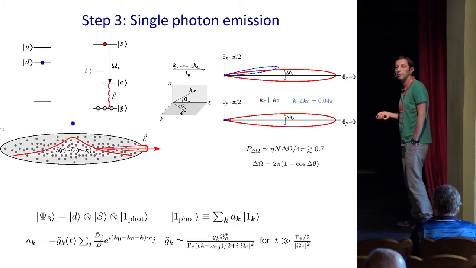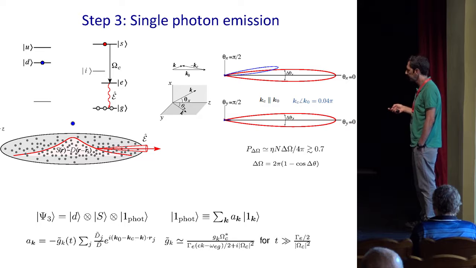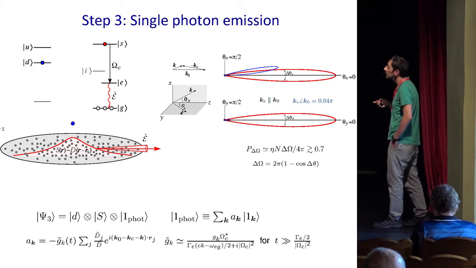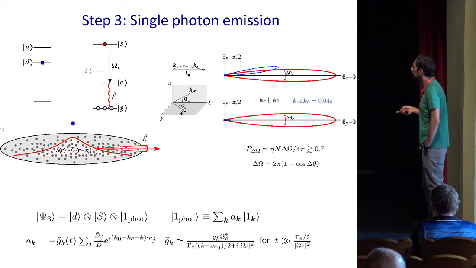The whole process can be repeated. So you can excite the atom again, and repeat this process over and over. So you have a deterministic, or nearly deterministic, source of single photons. Okay.